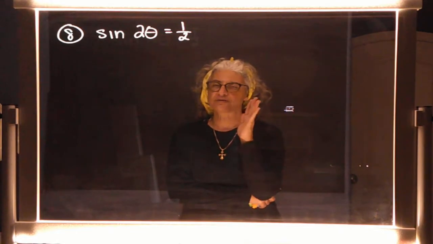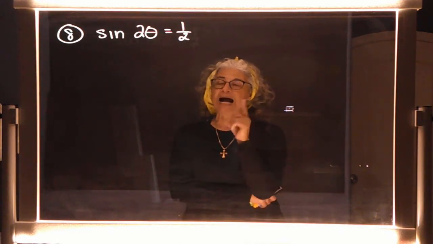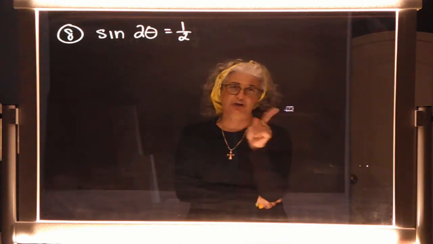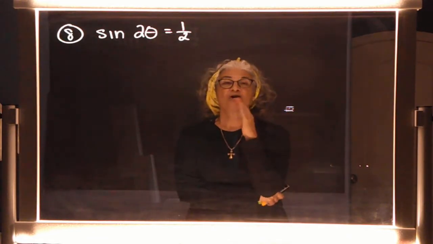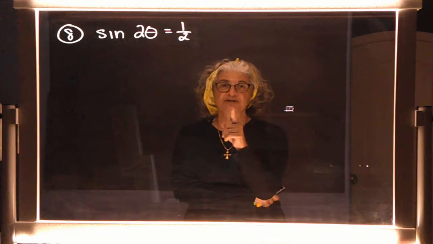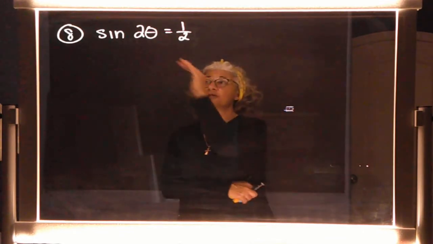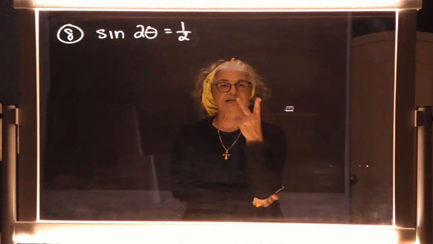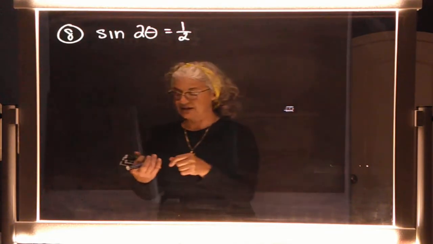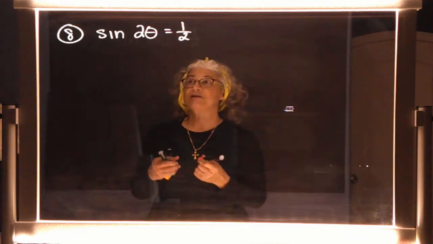Now, here's the cool thing. How I start this problem is not any different than how I started the last 7 problems. First things first, I'm still going to make sure the trig function is by itself, because technically I'm solving. So is my trig function by itself? Yes, it is. Second thing I'm going to do is find my reference angle. So let's go find that reference angle.